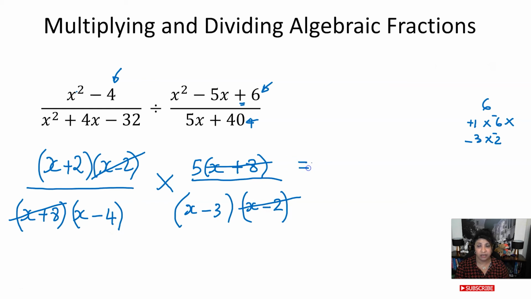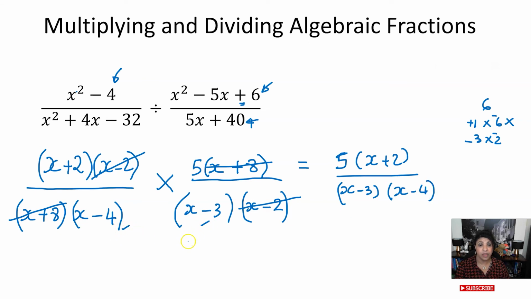So my final answer is 5 and then x plus 2. And over here I have x minus 3 and x minus 4. So this and this one. Right, this is now your final answer, and this can't be simplified anymore. So this is now the end of simplifying algebraic fractions.